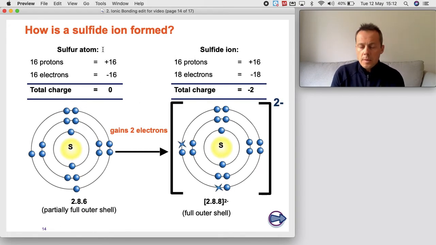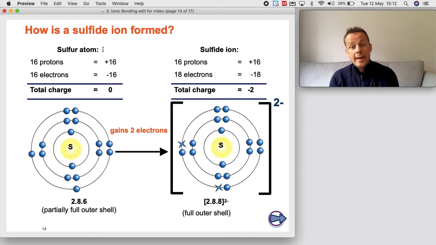Sulfur, similar example. If we look at a sulfur atom, it has 6 electrons in the outer shell. It has 16 protons, 16 electrons. It is unstable because it only has 6 electrons in the outer shell and it needs a full outer shell, and in this case that would be 8 electrons. To get that full outer shell, it needs to gain 2 extra electrons.